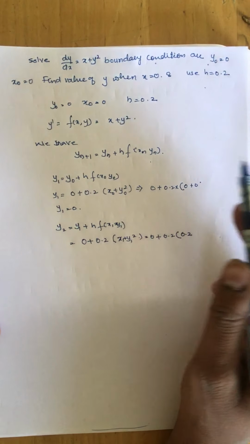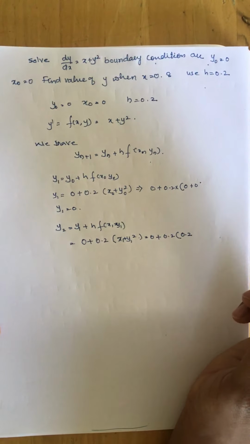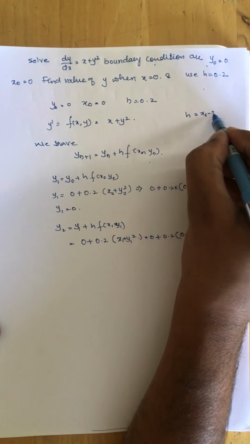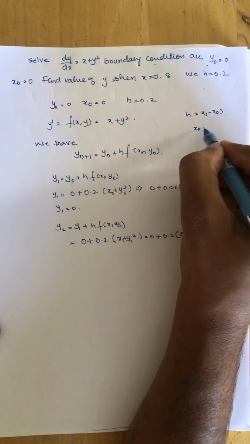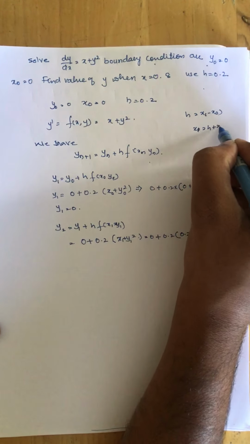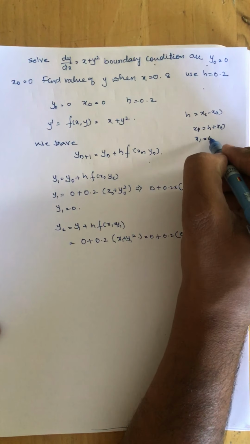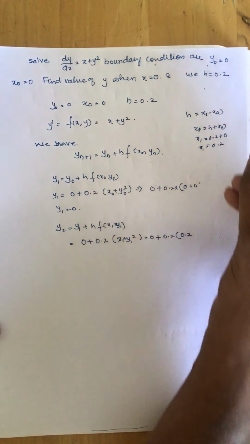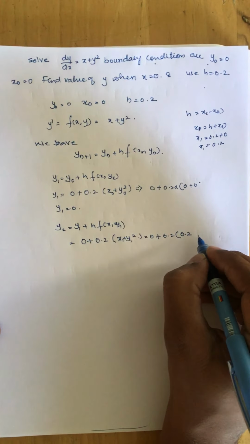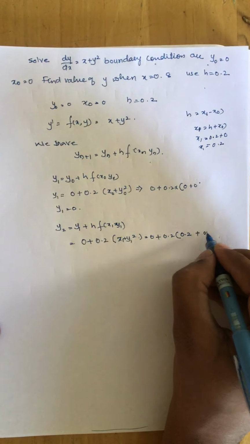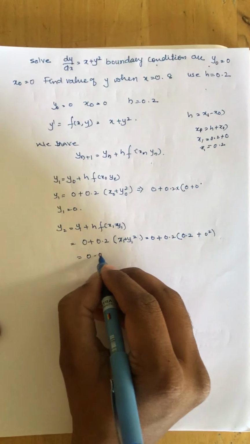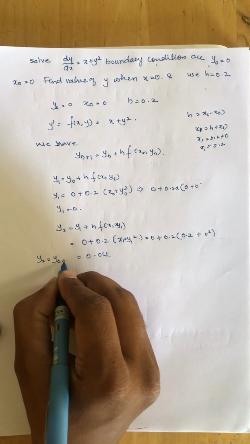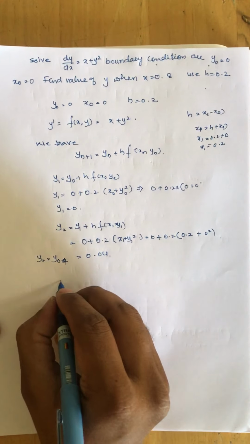x0 is 0, then the next interval x0 + h will be x1. It can be written as h = x1 − x0, or x1 = h + x0. So x1 is h, 0.2, plus x0, 0, so x1 will be 0.2. Then x1 is 0.2 plus y1² which is 0. If I calculate, I'll get 0.04, which is nothing but y2, or y at 0.4. So next is y3.